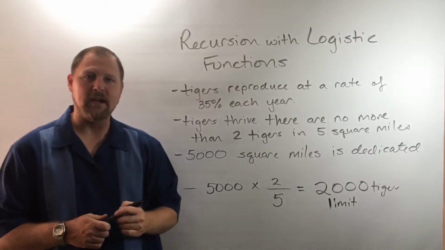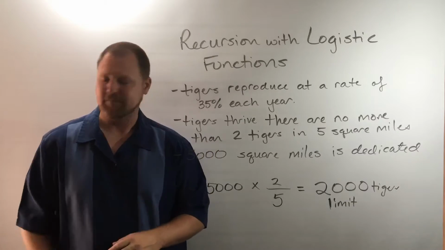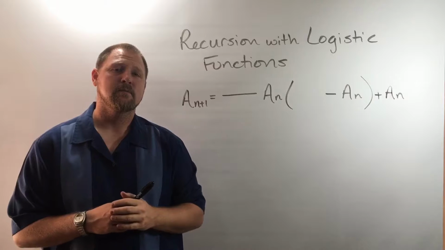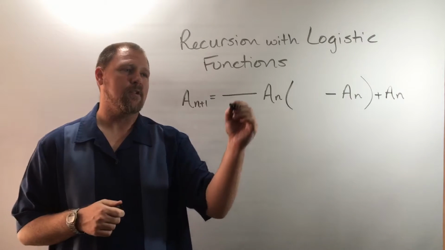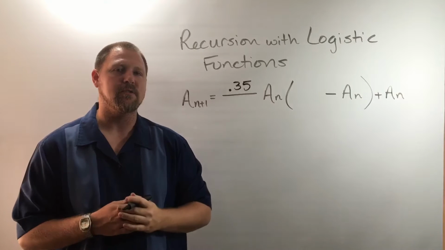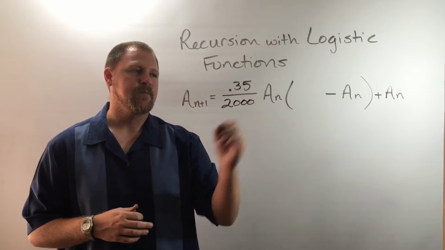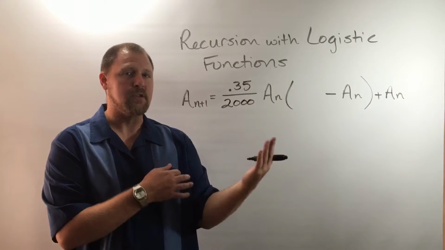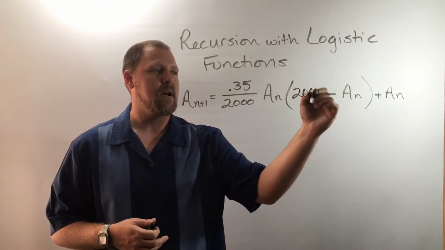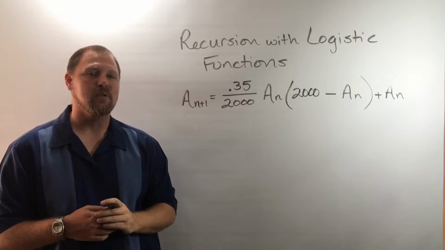And now we can write our recursive rule for this scenario. So when we write our recursive rule, we have our growth rate is 35%, however we need it as a decimal, so 0.35, divided by our limitation, which is 2,000 tigers, times the previous term of the sequence, times 2,000 minus that previous term, and then we need to add that previous term to what we get.